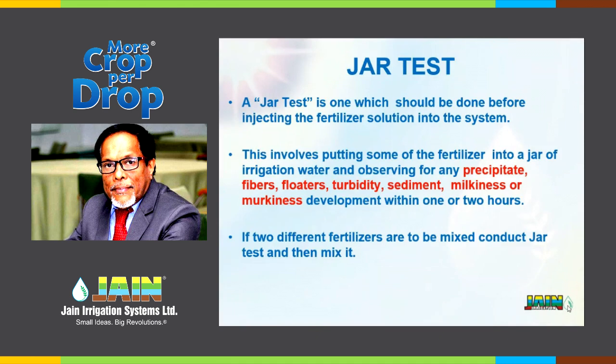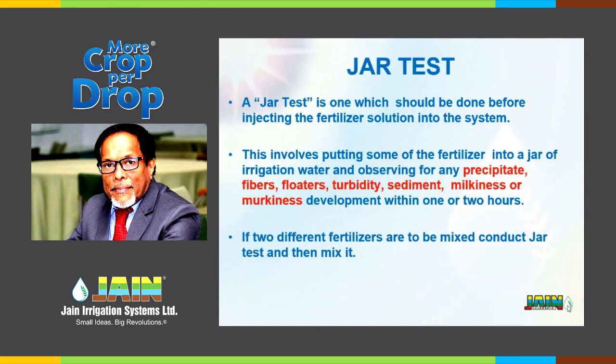Now, in all such cases, even if you don't get a call, if you get a new fertilizer, before you venture into the fertigation procedure, you do a jar test. You take a jar. If you don't have a jar, you take an empty Aquafina or Bisleri bottle. You put a spoon of fertilizer, add your irrigation water to fill it, and shake it. Then look at the solution.